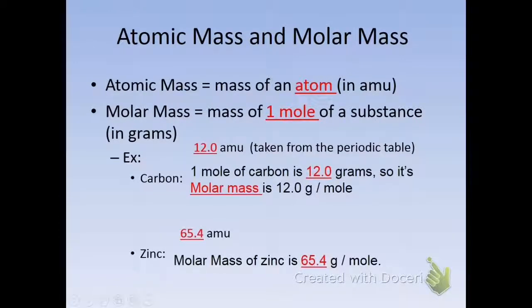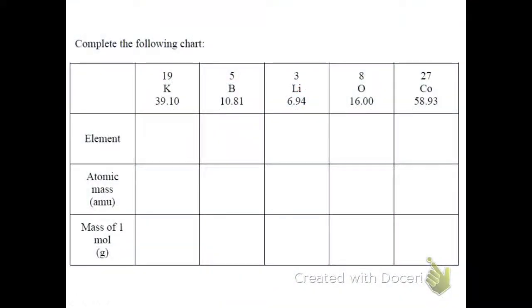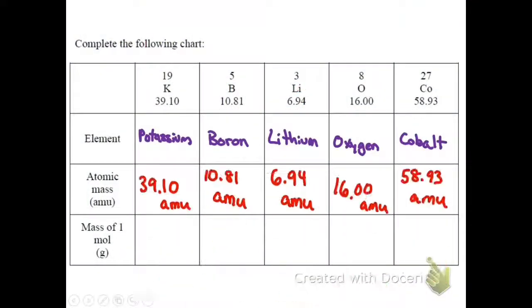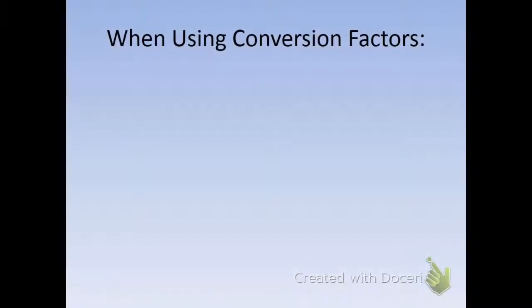For zinc, it's 65.4 AMUs for an atom and 65.4 grams for a mole of it. So here's just a few more examples using the periodic table. We've got some elements, and each of them have an atomic mass and a molar mass that are the same numbers with different units. Next, I want to talk about using moles to do conversions.